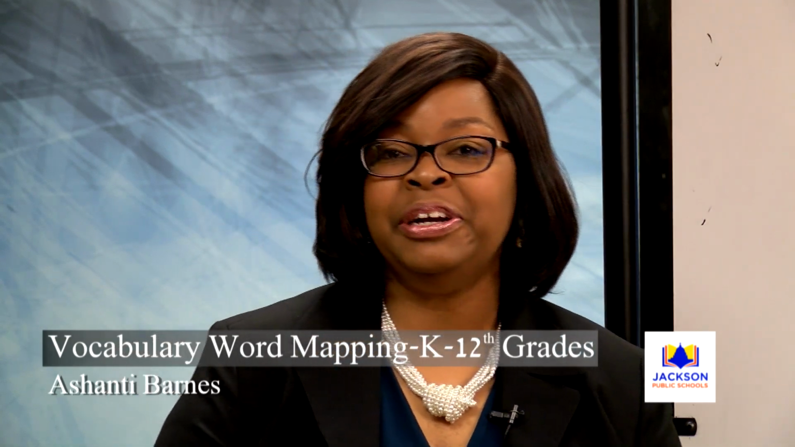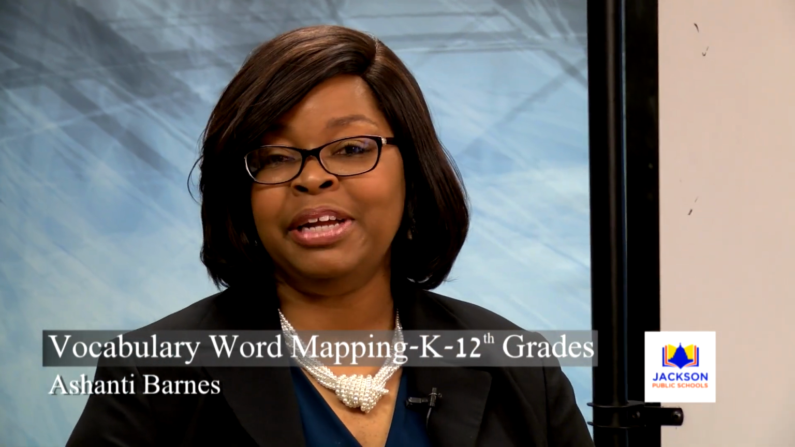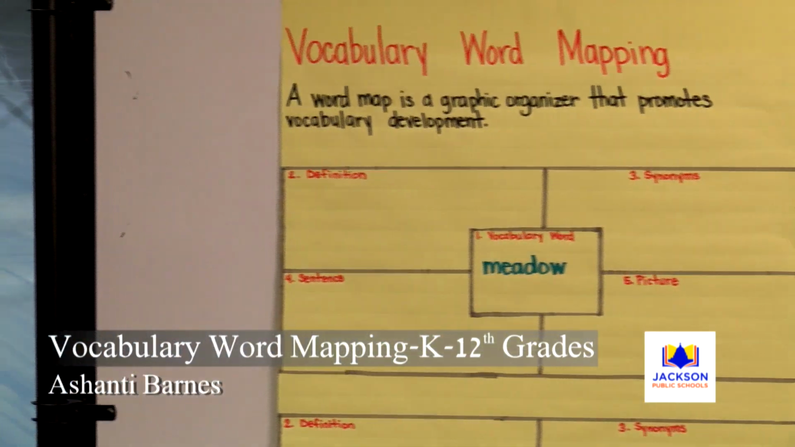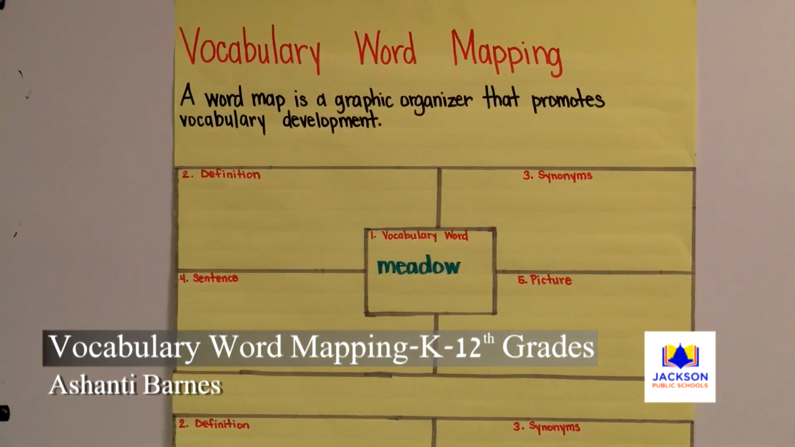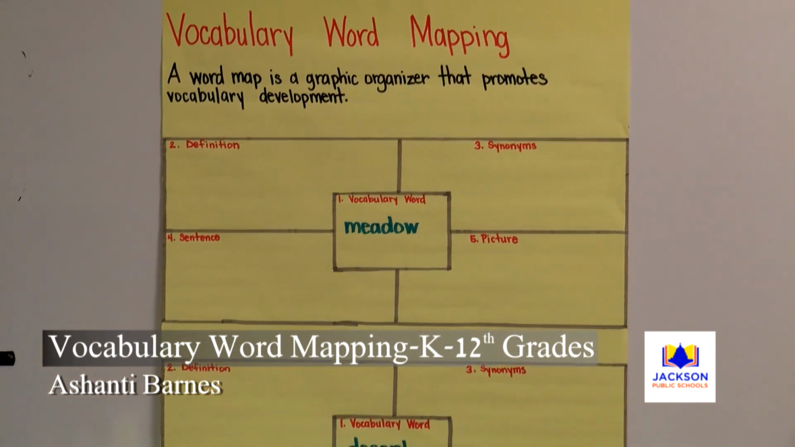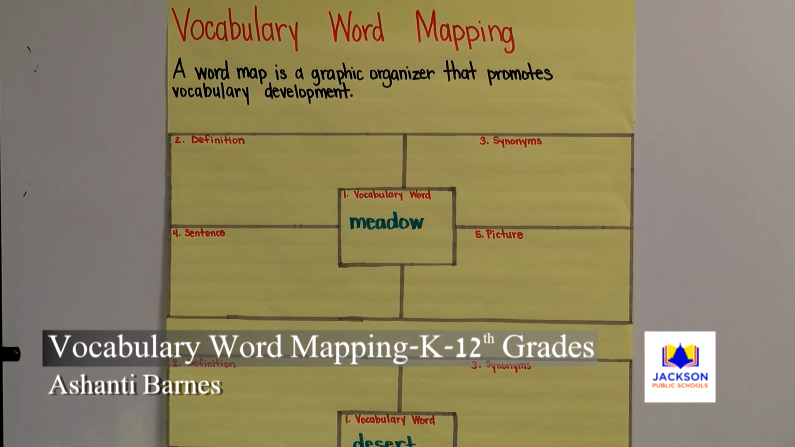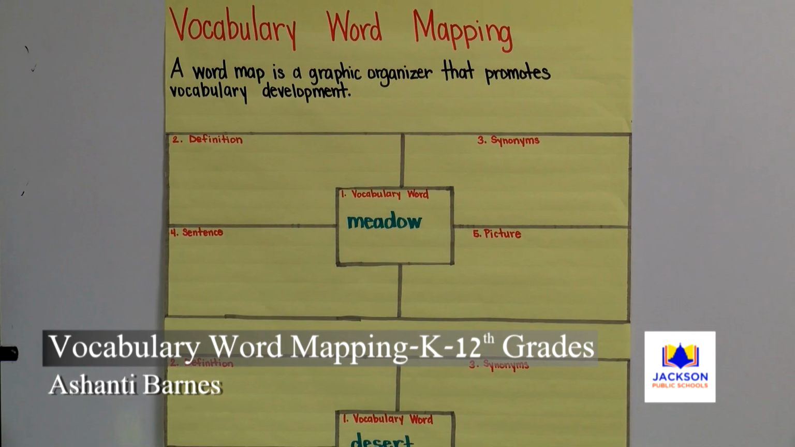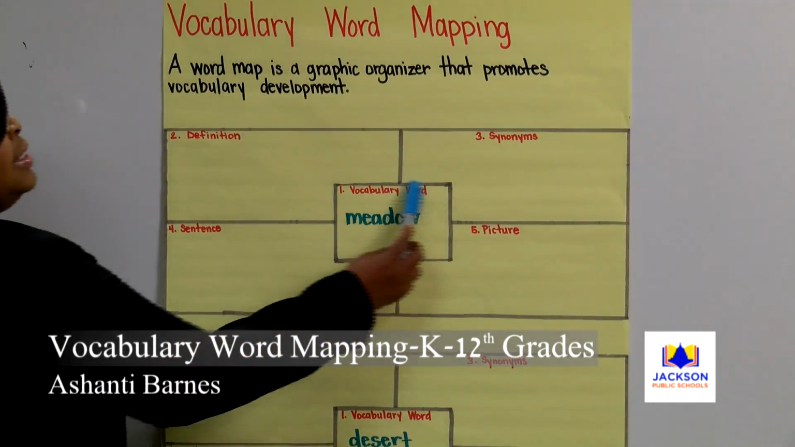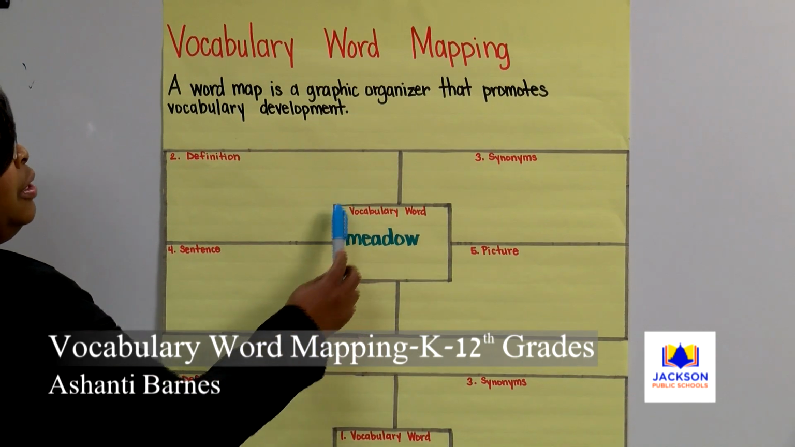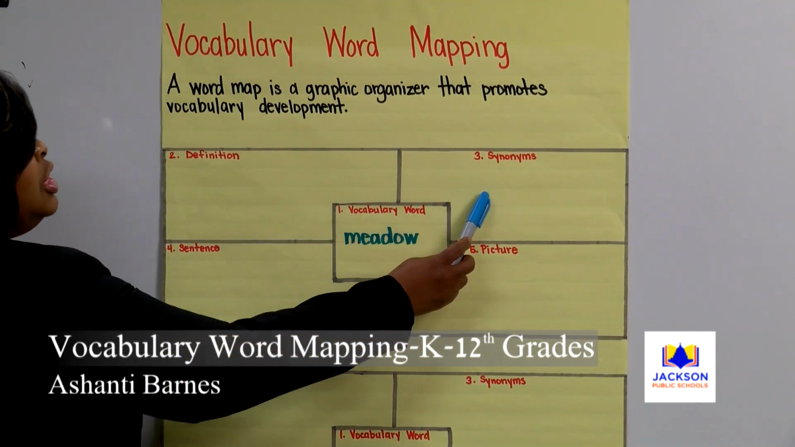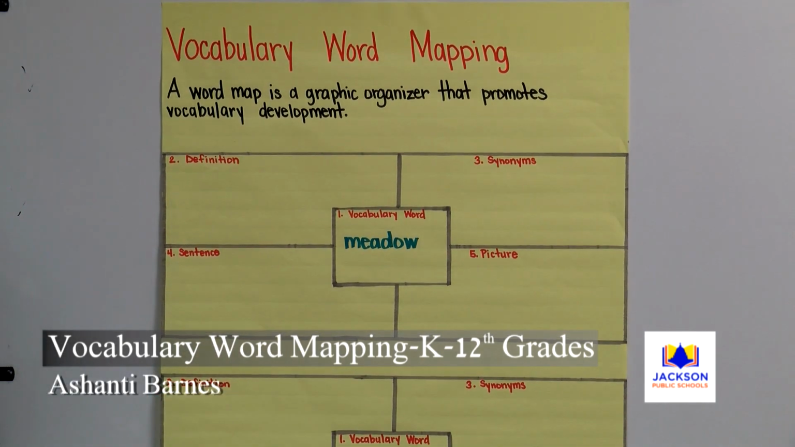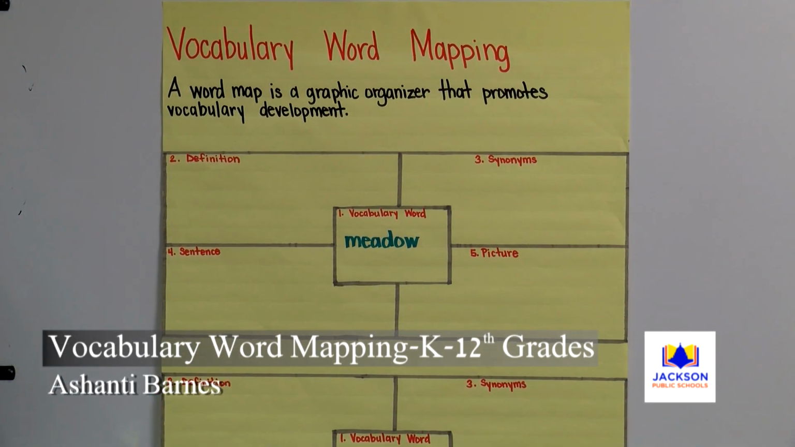Today, I will be sharing with you a wonderful vocabulary strategy called vocabulary word mapping. A word map is a graphic organizer that promotes vocabulary development. So, if you would see, we have a Frayer model. In the Frayer model, there is a square right in the center, and then we have four sections where we will be doing activities to determine word knowledge or word meanings.